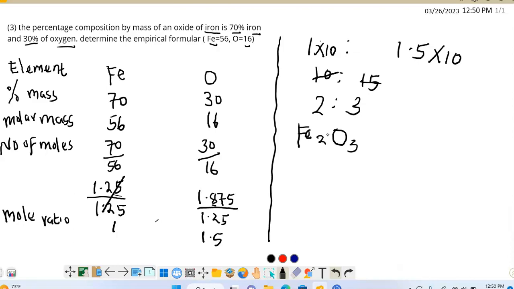So the empirical formula is equal to iron(III) oxide, Fe2O3. Okay, iron(III) oxide. That's the value. That's the empirical formula. I hope you have understood it.